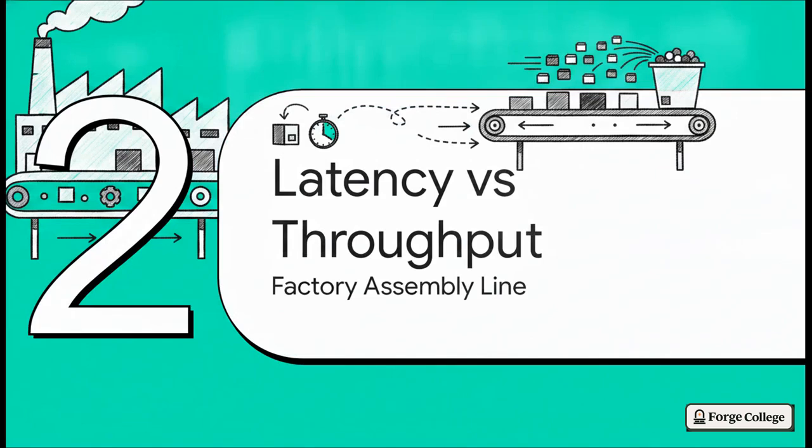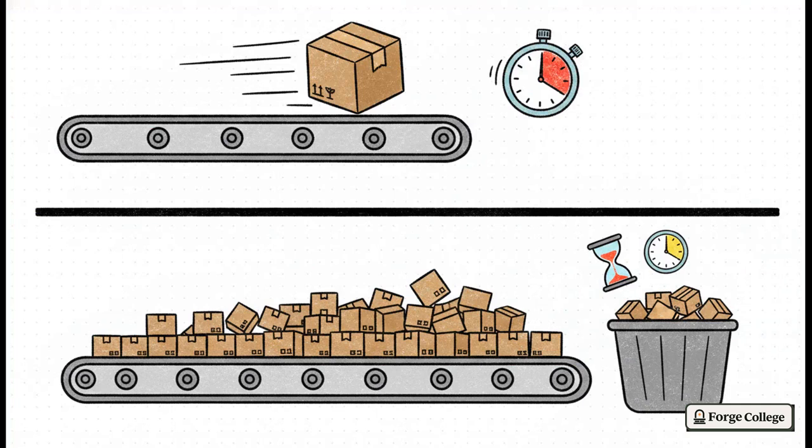Section 2. Latency versus throughput. The factory assembly line. To really get a grip on our metrics, we need to take a quick metaphorical trip to the factory. So what's really fascinating about these two concepts is how completely distinct they are. Think of latency as the speed of just one single item moving down our conveyor belt. It's literally how long one request takes from start to finish. And we care deeply about the P95 and P99 metrics here, meaning we want to know just how agonizingly slow the worst 1 to 5% of our requests actually are.